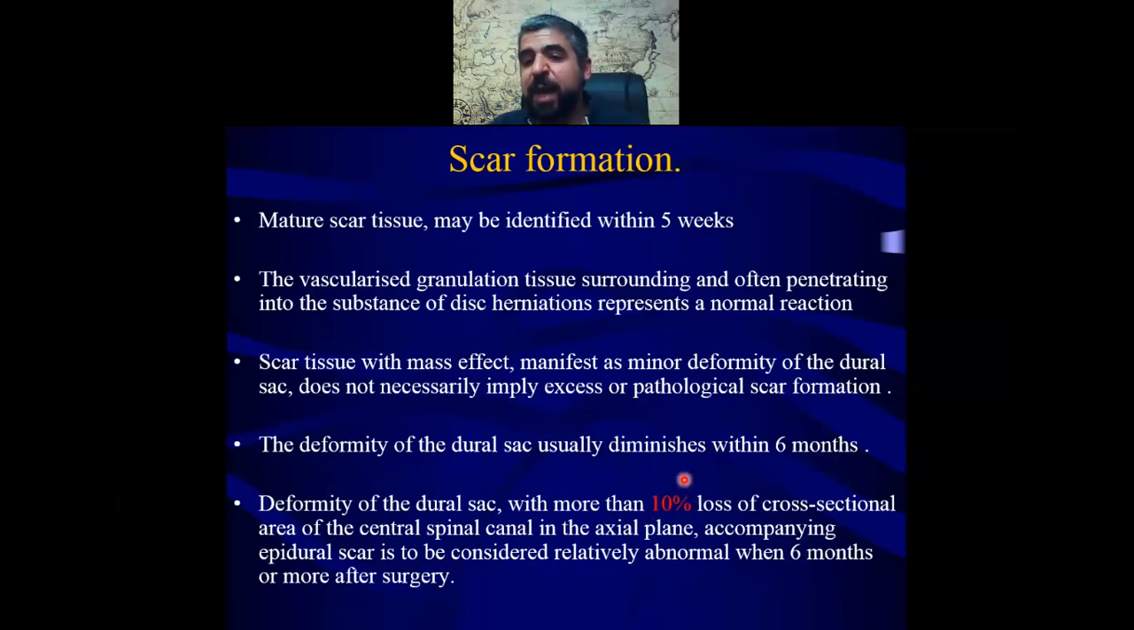In the literature, in our books, it says that deformity of the dural sac more than 10%, just 10% loss of the cross-sectional area of the central spinal canal in the axial plane, should be considered relatively abnormal after 6 months.